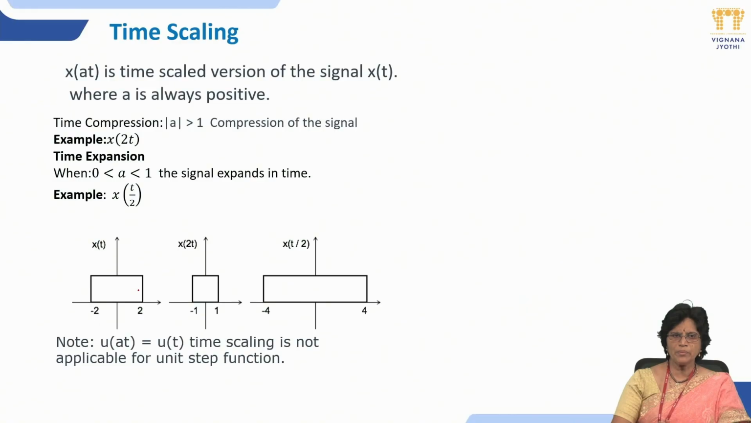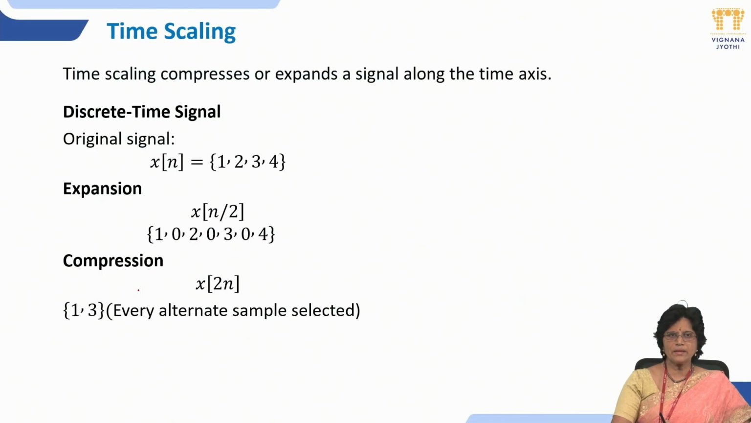In the case of time expansion, the value of a varies between 0 and 1. During that time, the signal expands. For example, x of t by 2, your signal is expanded to -4 to 4. That we call time expansion. For the step signal, this property is not valid. Why? Because u of at is equal to u of t. Time scaling is not applicable for the step signal.